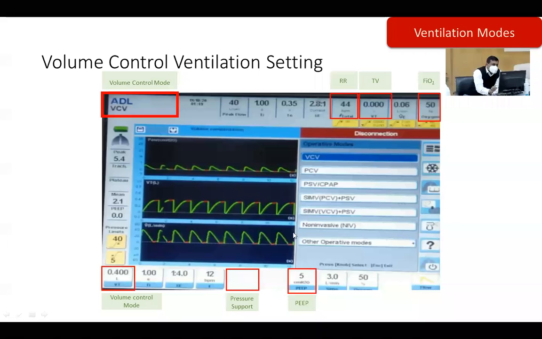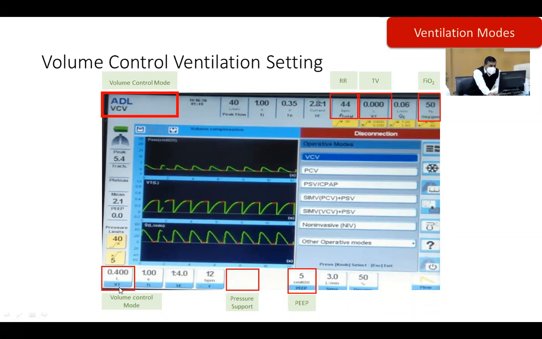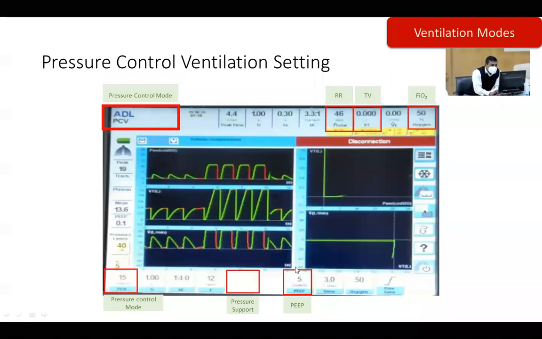And now coming to the volume controlled ventilation setting. You can see respiratory rate and tidal volume here, and FiO2. And VT will be written here. Pressure support is not here because it won't be coming here, and PEEP will be displayed over here. And this is the pressure control ventilation setting. Here it will be PCV, respiratory rate, tidal volume, FiO2, PEEP, and pressure control data will be available in this part of the ventilatory mode.